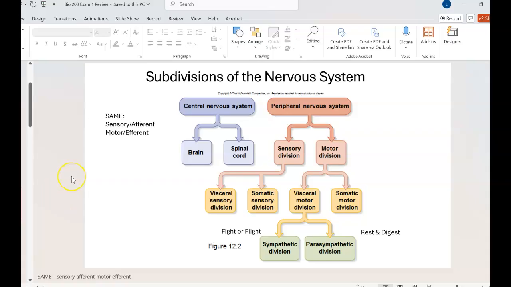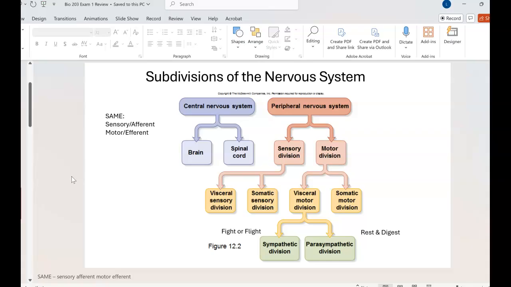Then we got into the nervous system. So the nervous system, we first started off by talking about the setup of the nervous system. So central nervous system, this is kind of like the big computer of the body, the brain and spinal cord. Everything outside of that is what we call the peripheral nervous system, the PNS.